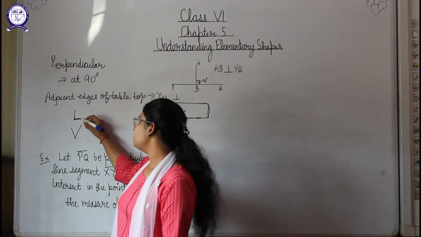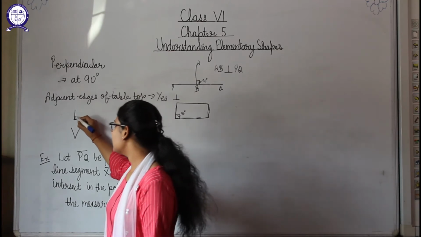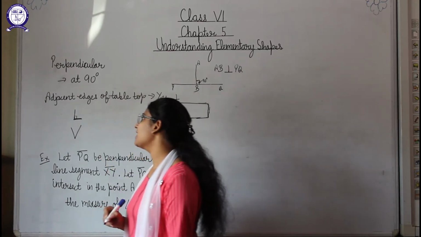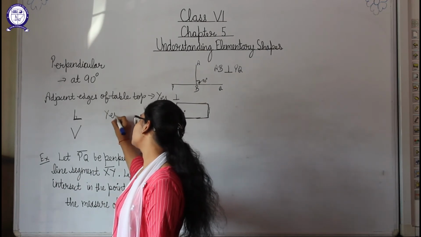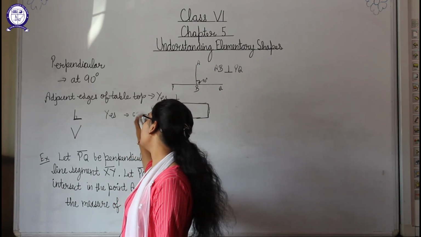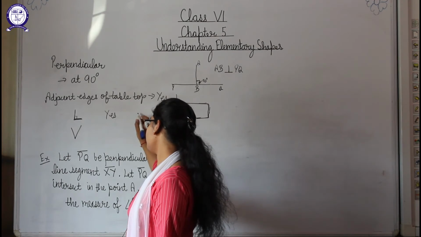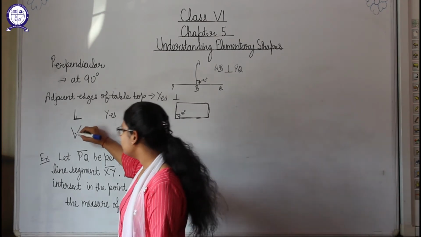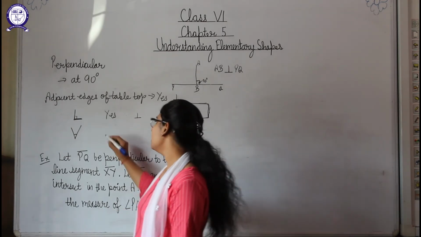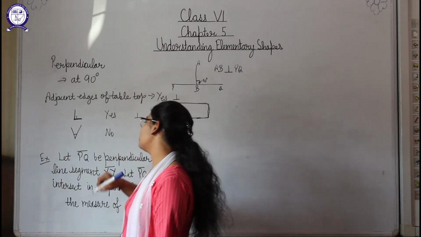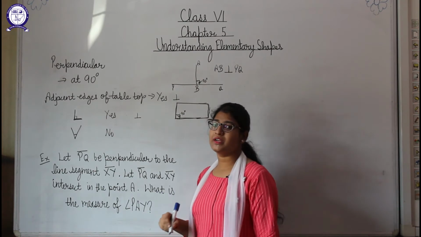Now the letter L. What is this angle? This angle is a 90-degree angle here. It means the letter L is also an example of perpendicular lines. Now the letter V. V is in this shape, meaning it is not making a 90-degree angle. It means V is not making perpendicular lines.